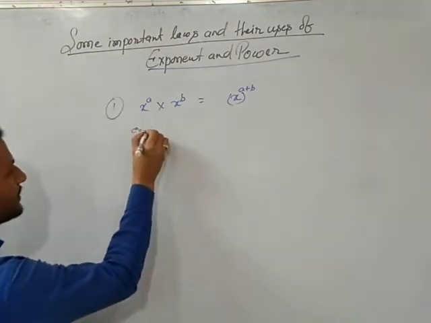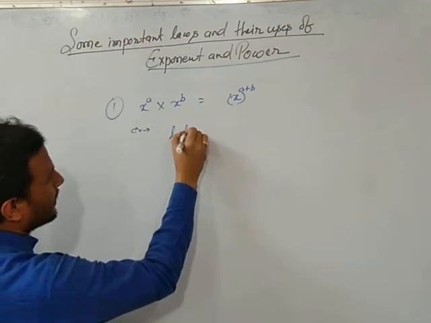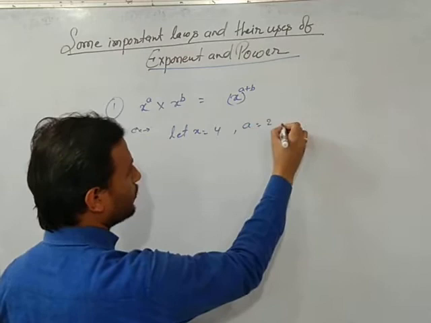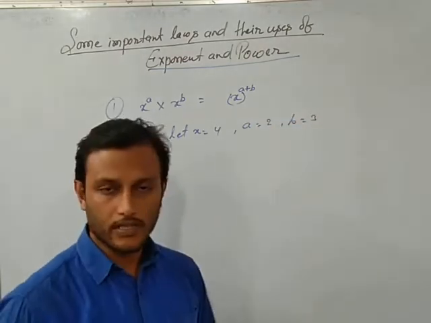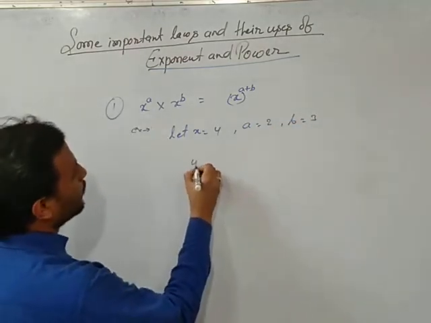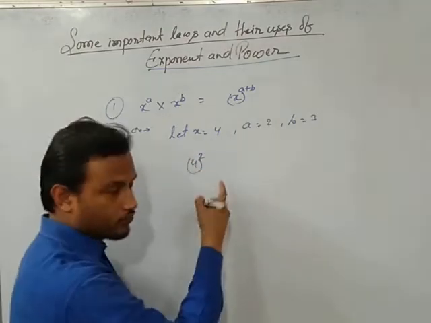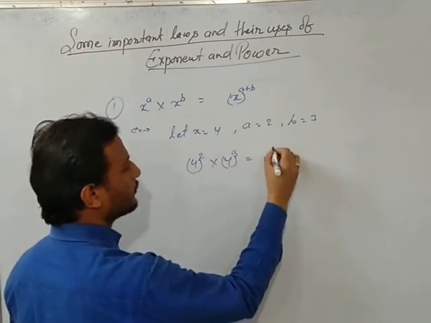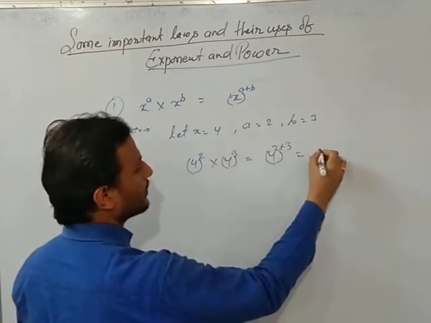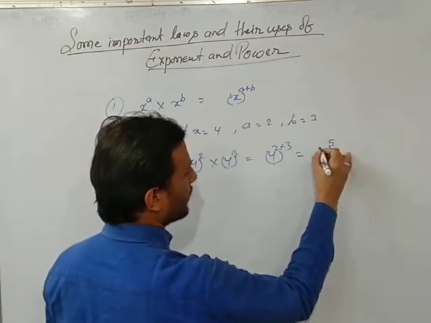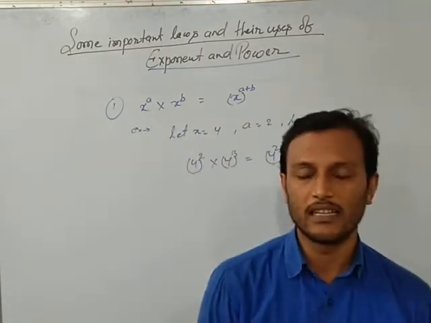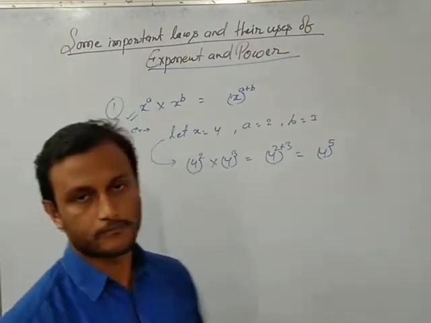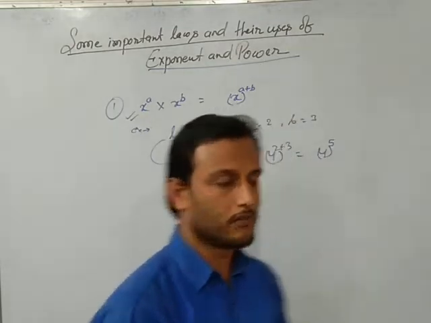Its example is, let x is equal to 4, a is equal to 2 and b is equal to 3. Then 4 to the power 2, 4 square, multiplied by 4 cube is equal to 4 to the power 2 plus 3, which will be 4 to the power 5. And this is the answer. This is the application of rule number 1. Okay, now comes rule number 2.